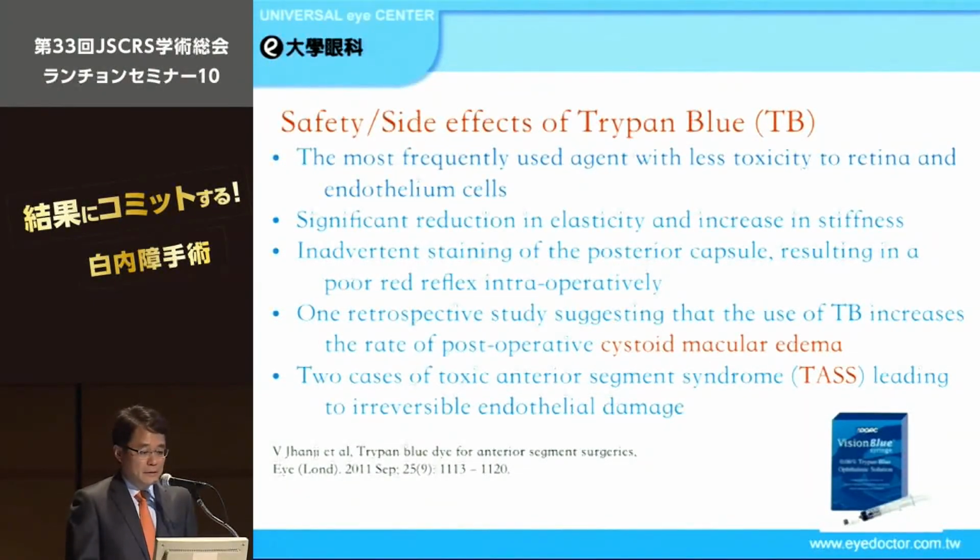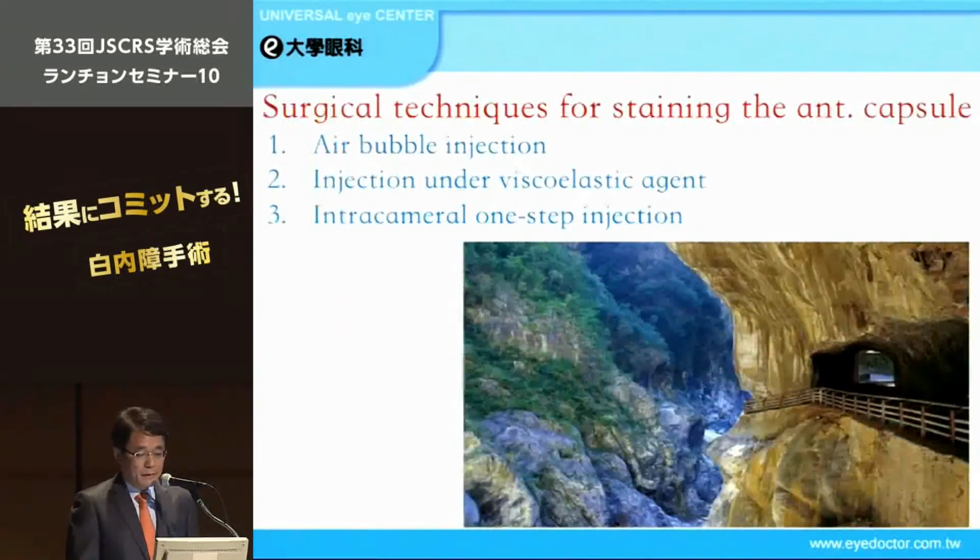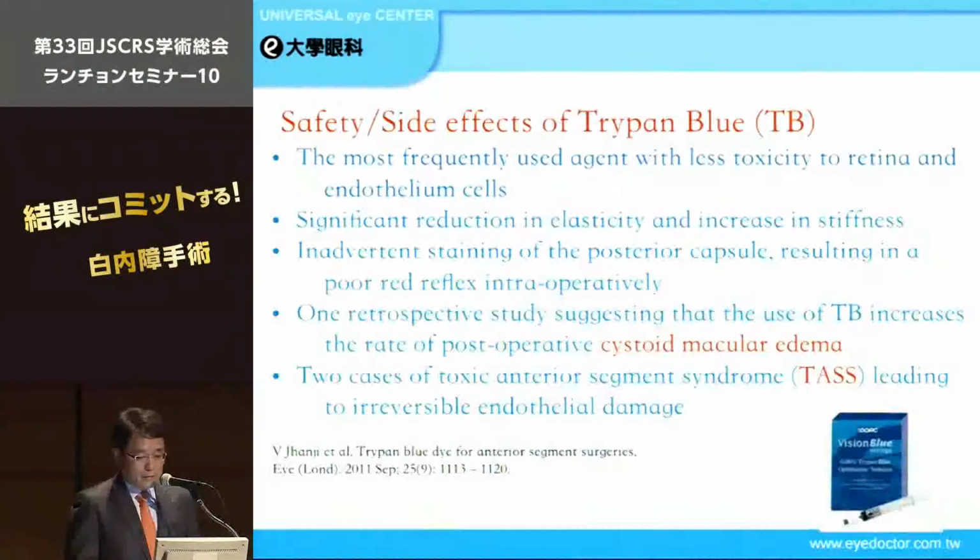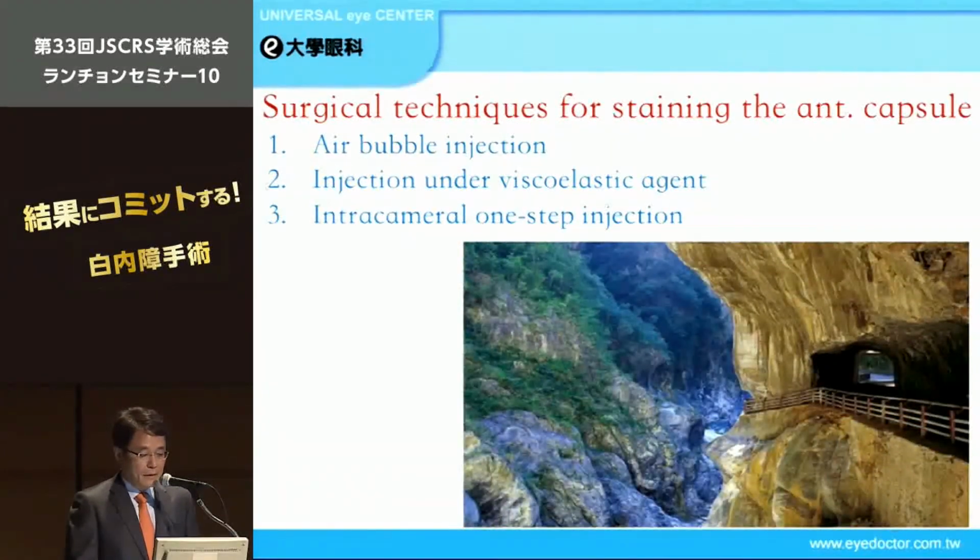Trypan blue is the most frequently used agent, with less toxicity to retina and endothelium cells. However, there are some side effects that have been published, including CME and TASS. There are 3 surgical techniques for staining the anterior capsule.